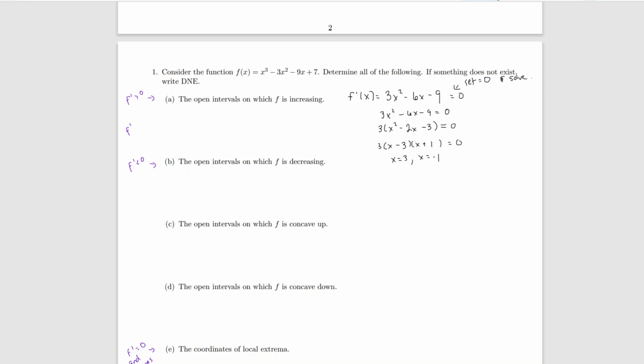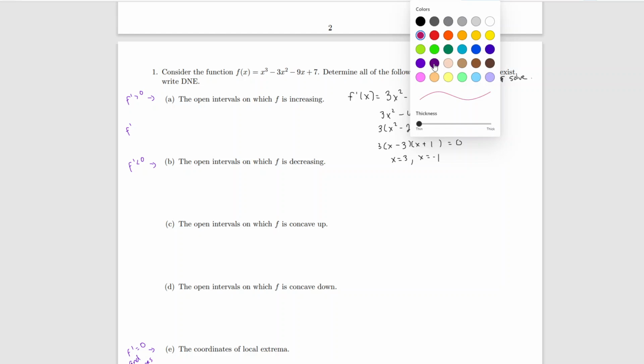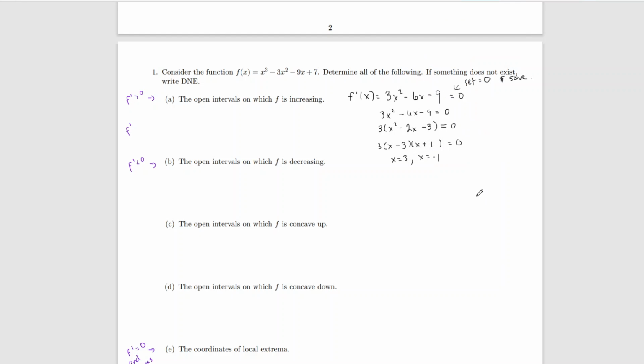All right, so what do we do when we make a sign chart? Well, we take whatever we're trying to make a sign chart of, set it equal to 0. So this time we're doing a sign chart of the derivative. We set it equal to 0. Actually, let me use this purple here to match this. And when you get those numbers, we just mark them off on our number line. So -1 and 3.